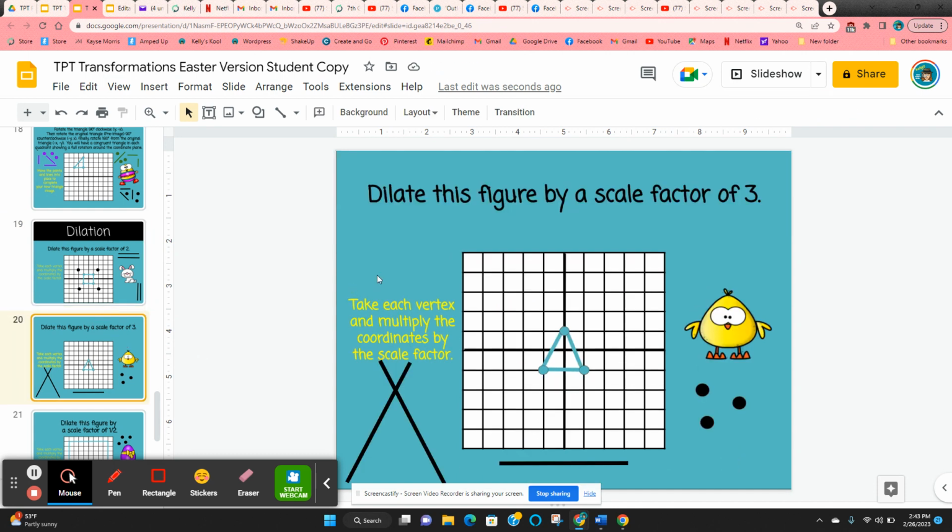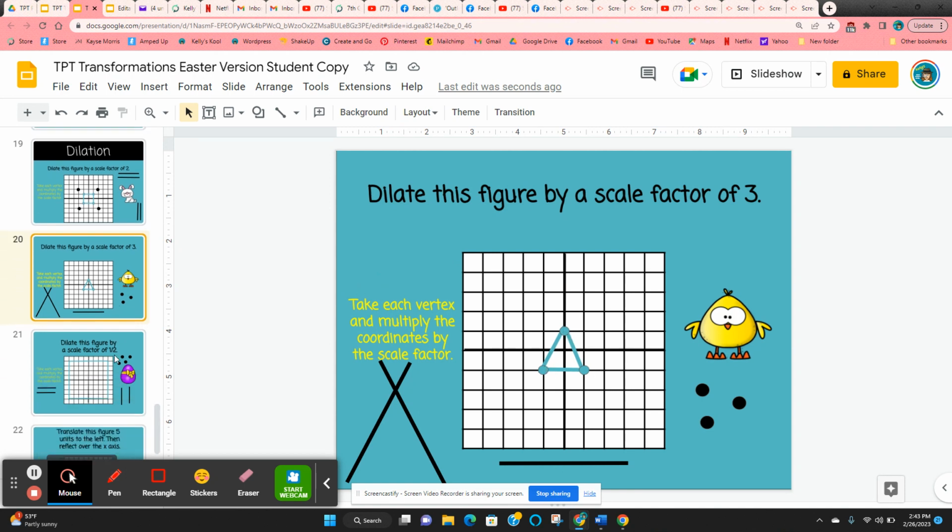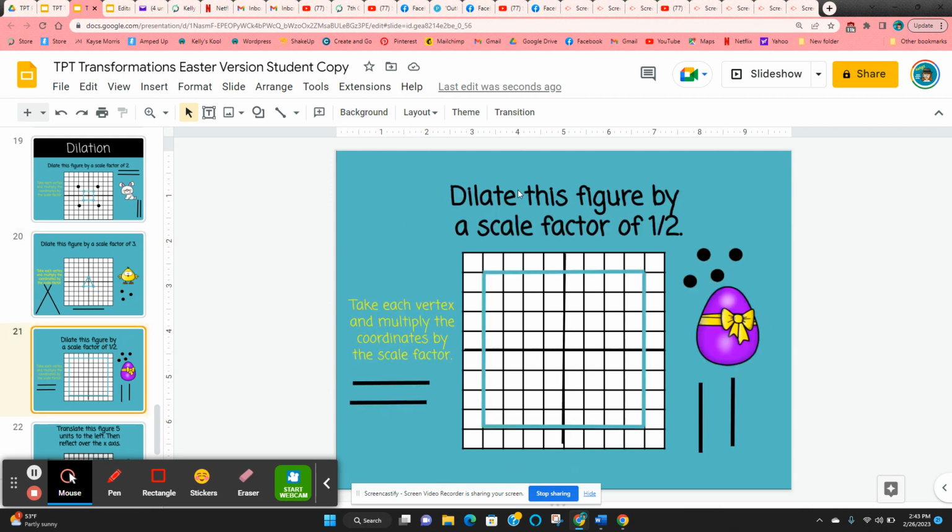The next one, they're increasing by a scale factor of 3. So we're going to take each one of those points, multiply the coordinates by 3. And then if the scale factor is a fraction less than 1, that means it's going to be smaller. You're going to scale down. And if it's a scale factor of 1/2, you're just taking each of the coordinates and dividing by 2.